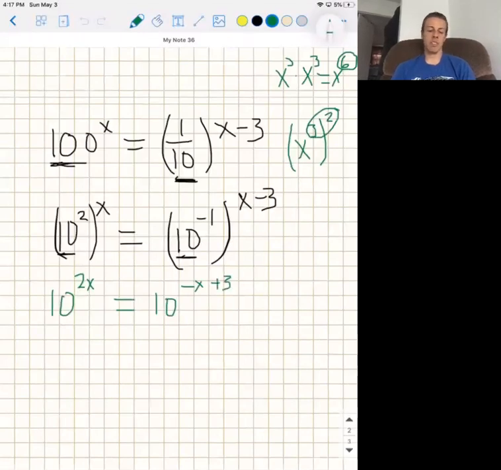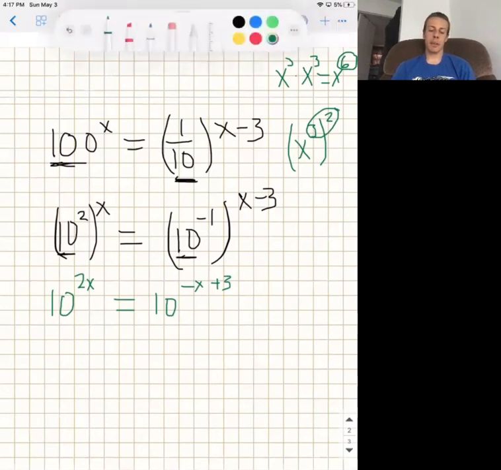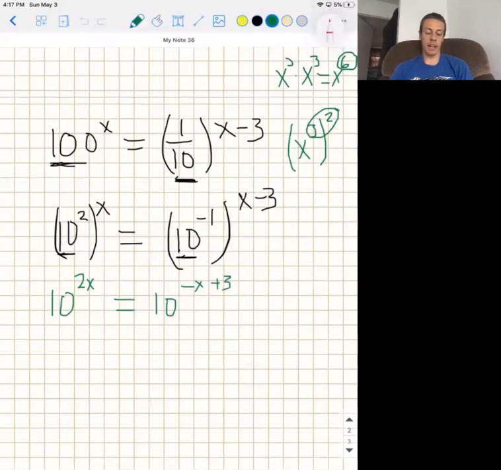Okay. From here, you could think about this a couple different ways. Personally, when I look at this, I see that the bases are the same, and so in order for this equal sign to be true, the exponents have to be equal. The exponents have to be the same. So 2x must equal negative x plus 3.